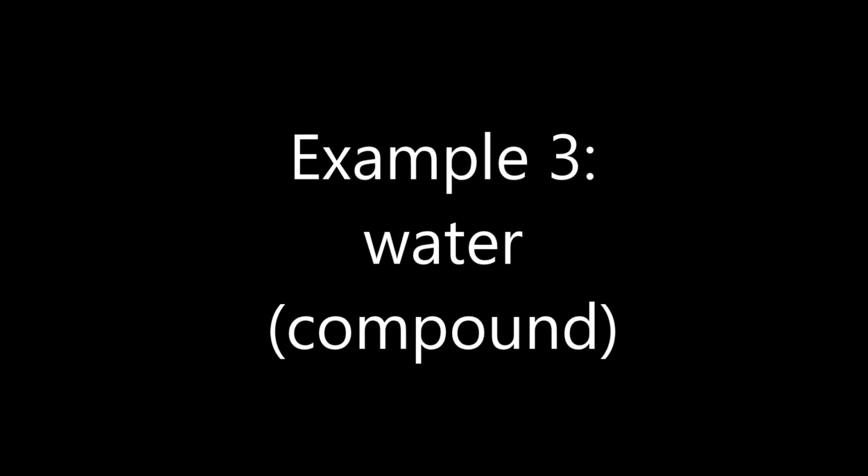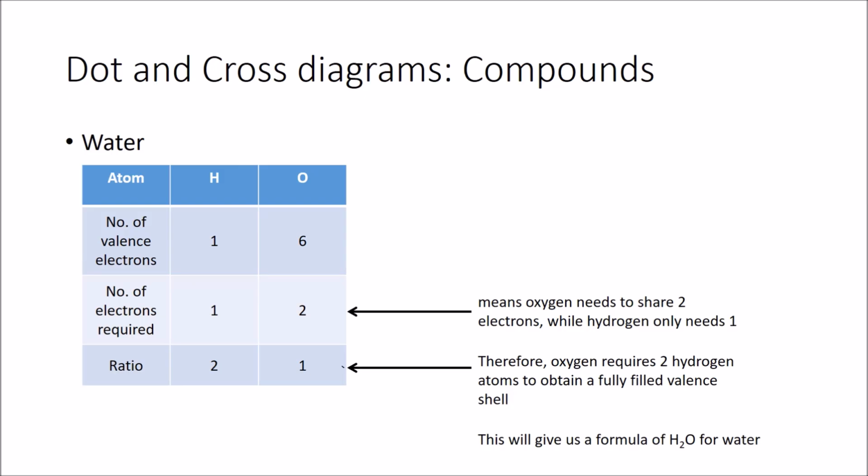On to our third example, water, which is a compound. So I'm going to use the table here. We can fill up the number of valence electrons and the electrons required, and from there you see that oxygen requires 2 electrons, but hydrogen only requires 1. So in order for oxygen to obtain a fully filled valence electron shell, it requires 2 hydrogen atoms to share electrons with it. So we can get a formula of H2O for water. This means that each hydrogen shares 1 and oxygen will share 1 electron with each of the hydrogen atoms.